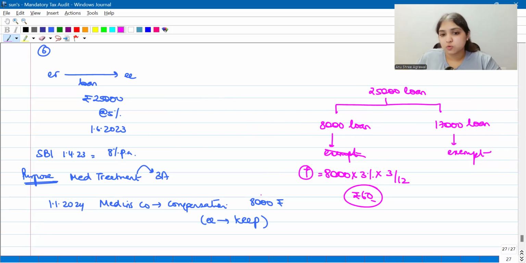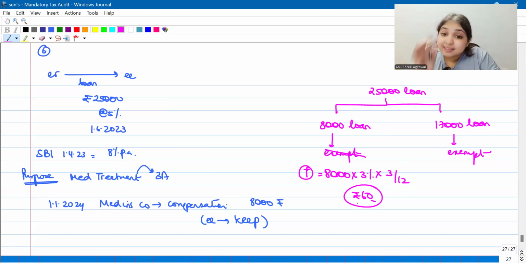I got loan also. I got medical insurance compensation also. So on this part of the loan, I will lose the exemption. But when will I lose the exemption? Only when I got the second benefit. Second benefit I got only on 1st Jan. So only for 3 months I will do the calculation. This will become the taxable value.